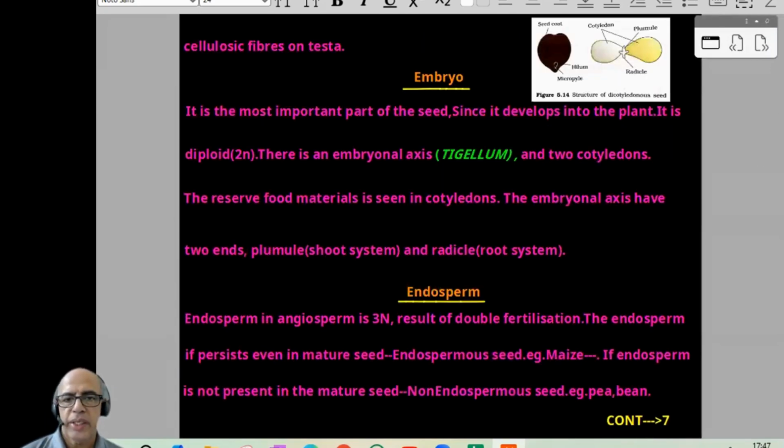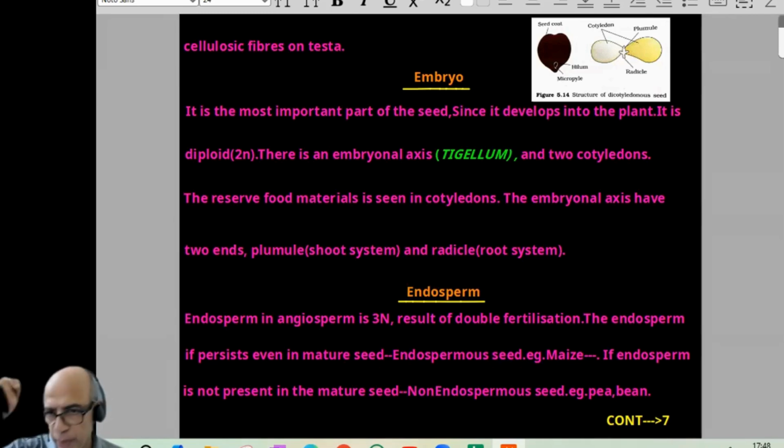So next is embryo. When we come to the embryo, it is the most important part of the seed, since the embryo develops into the plant. It is normally diploid, and there is an embryonal axis that is often called tigellum, and two cotyledons. Reserve food material is seen in the cotyledon. The embryonal axis has two ends. One is the upper part, plumule, from which the shoot system will develop. The other is the lower part, radicle, from which the root system will develop.